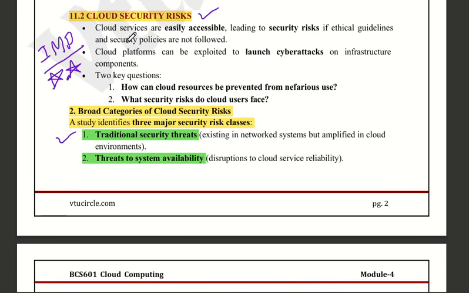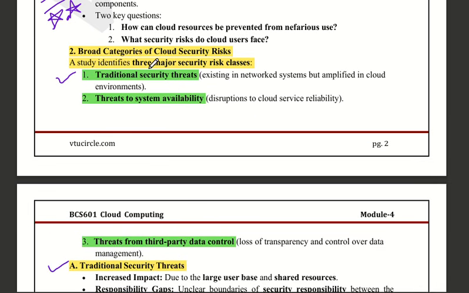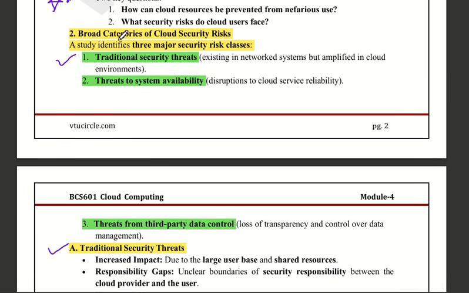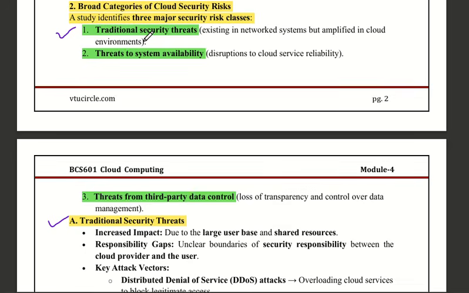So if they ask about cloud security risk, you have to explain about cloud security, why we need it for the cloud. Obviously, if we are storing data, there must be security for each and every piece of data and resources, right? So for that reason, the risks are classified into three types. So let's see one by one.